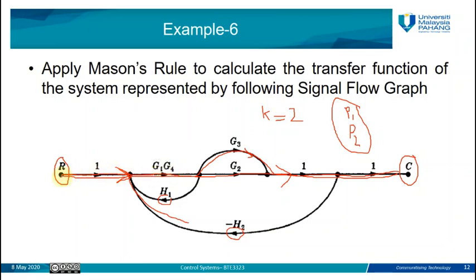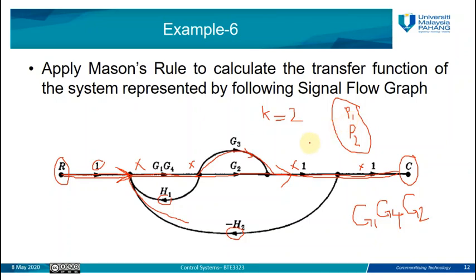So forward path number 1 starts from R, which has a gain of 1. So it will be 1 times G1, G4, times G2, times 1 times 1. So this will be the gain of forward path number 1, P1, which is G1 G4 G2.